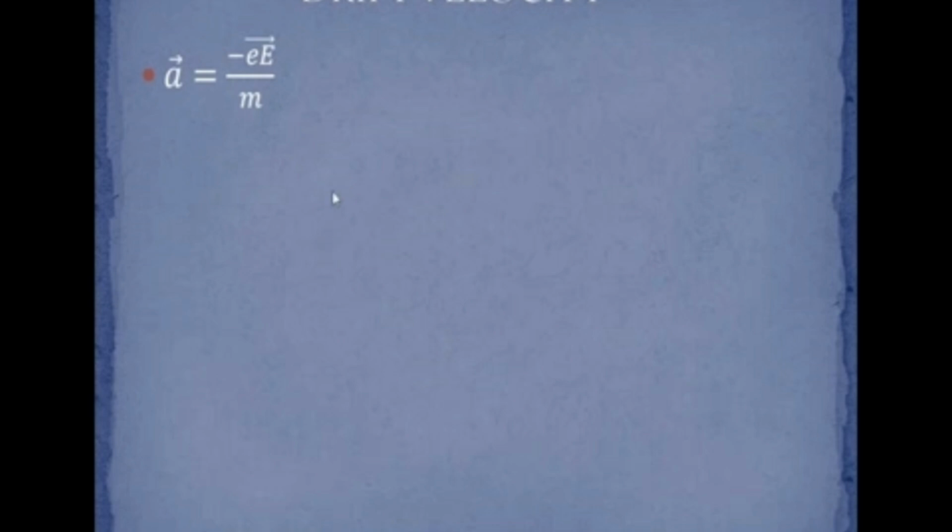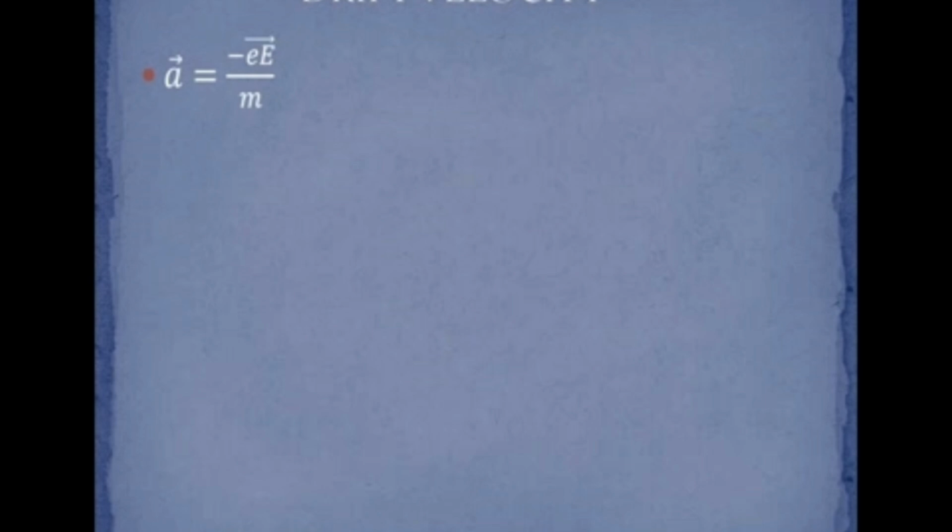So F is equal to MA, A equal to F by M, we can write. To write F by M, where F is equal to small e into capital E. You know that. F is equal to small e into capital E. Here the negative sign indicates that it is an electron, a negative charge. So A is equal to minus e into E divided by M.